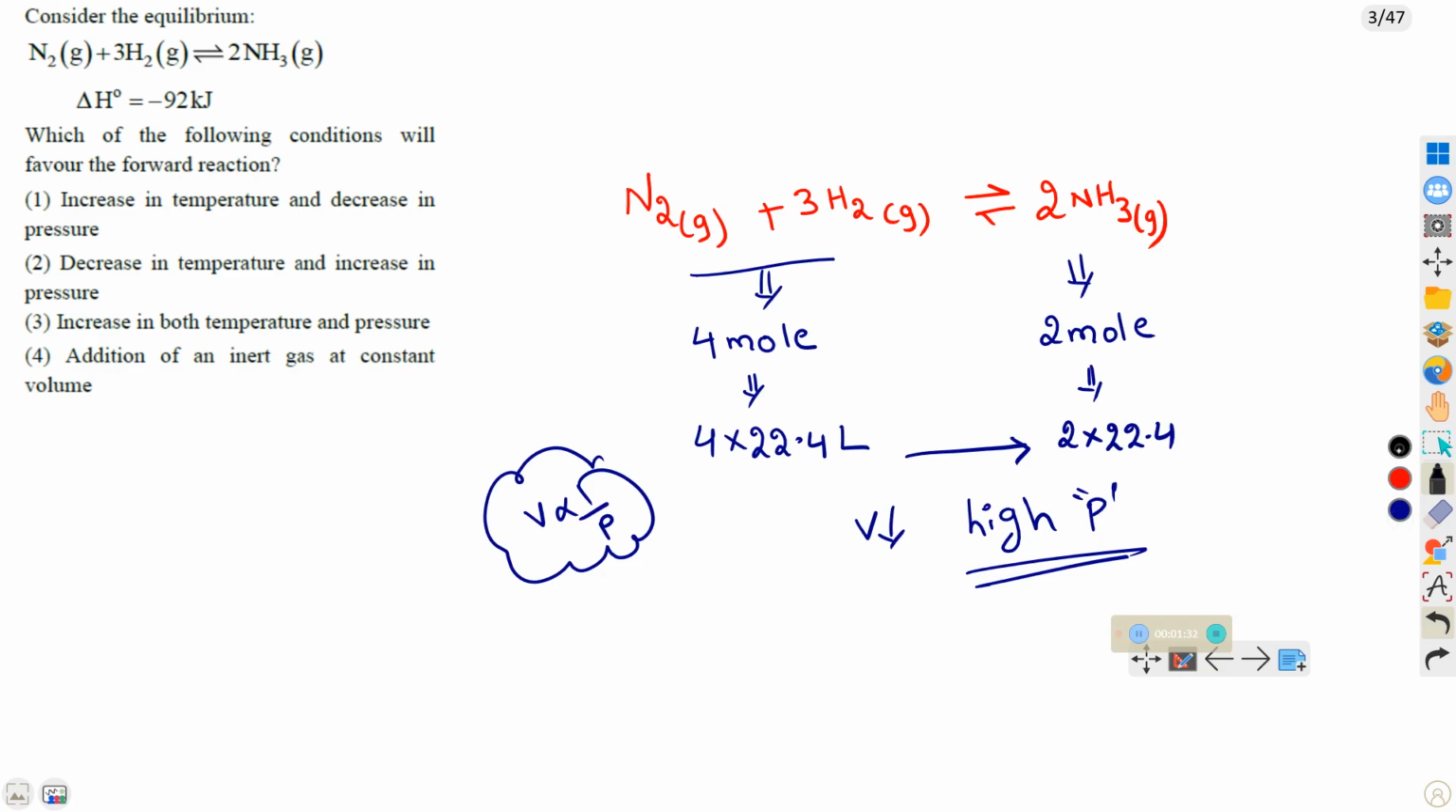And one more thing, the value of delta H is given as negative. Delta H value negative means it is an exothermic reaction. For exothermic reactions, low temperature favors. So low temperature and high pressure: decrease in temperature, increase in pressure. Second option correct.